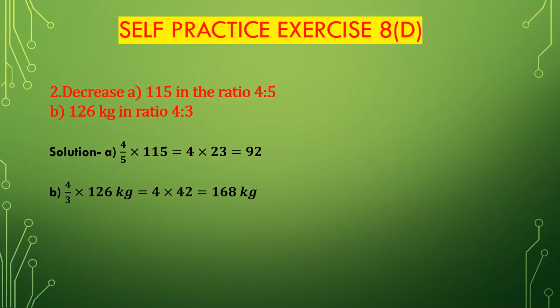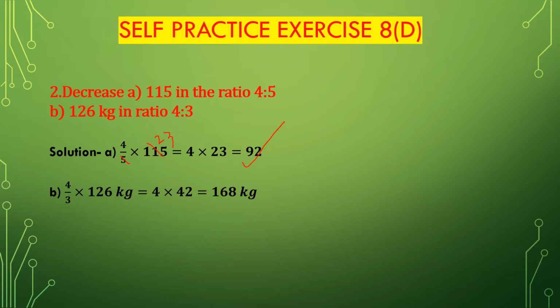Now we solve question number 2. Question number 2 is decrease 115 in the ratio 4 is to 5. That is 4 divided by 5 multiplied with 115. Cancelling 5 with 115, we get 23. And 4 multiplied with 23 is 92.